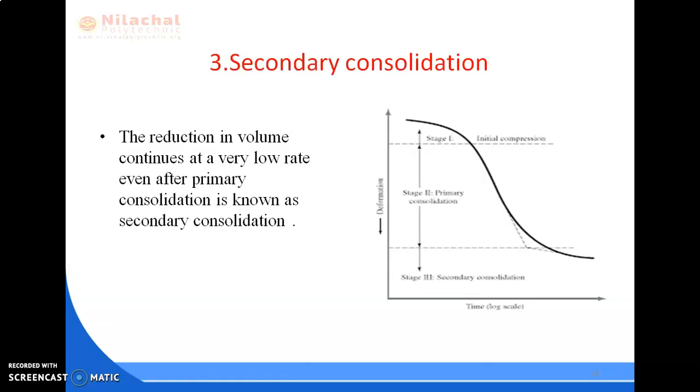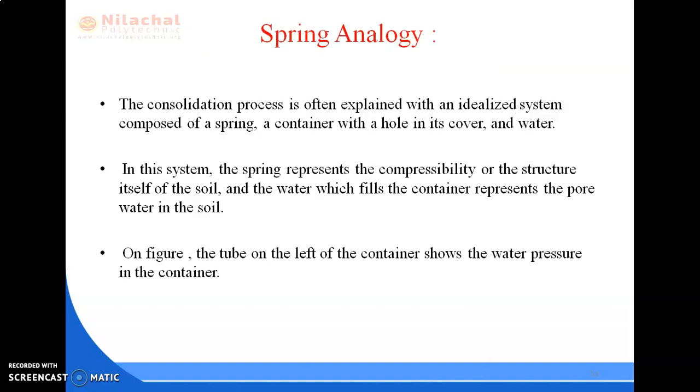The last one is secondary consolidation. Here the reduction in volume continues at a very low rate even after primary consolidation, and this is known as secondary consolidation. The major part of the water present within the soil is drained in the primary consolidation process, so it is a very slow process to remove all the water present within the voids of soil.